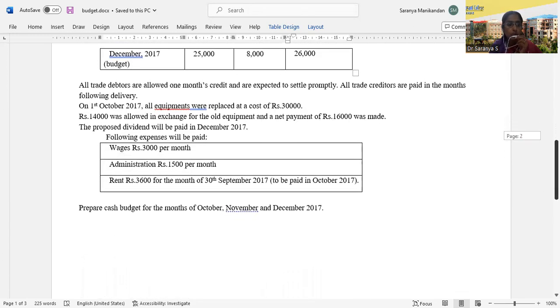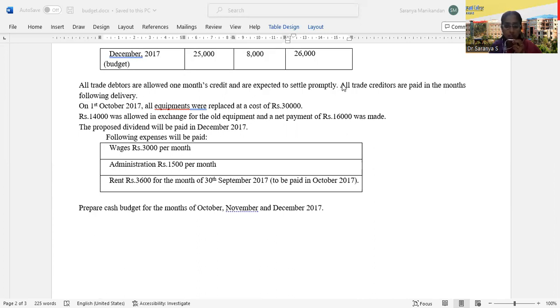The next one, all trade debtors are allowed 1 month's credit and are expected to settle promptly. So when we do sales on credit basis, for our customers, for our debtors, we are allowing 1 month credit time. We are allowing 1 month time for them to make the payment to us. So when we make a credit sale of 1 lakh rupees in the month of April, we will be receiving it only in the month of May. May month credit sales amount will be received in the month of June. So like that, 1 month delay is happening.